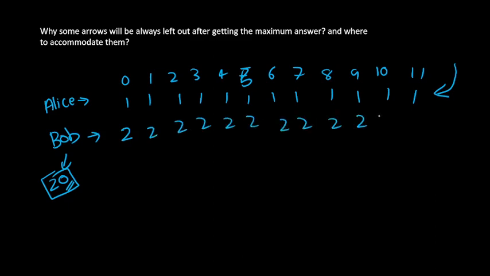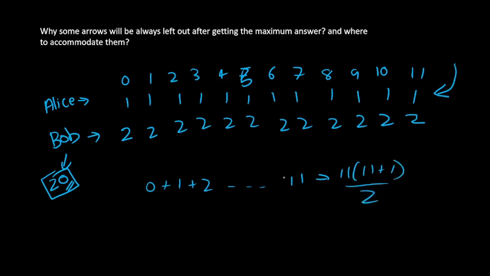So if he hits 2 everywhere, what is the total score that he'll be getting? He'll be getting 0 plus 1 plus 2 till 11. This will be his total score, that is basically 11 into 11 plus 1 by 2. This will be his maximum score. You cannot get a score higher than this. So what will be the answer? 11 into 12 by 2, so that is 66 times 2, which is 132. This is the maximum score that he'll be getting.